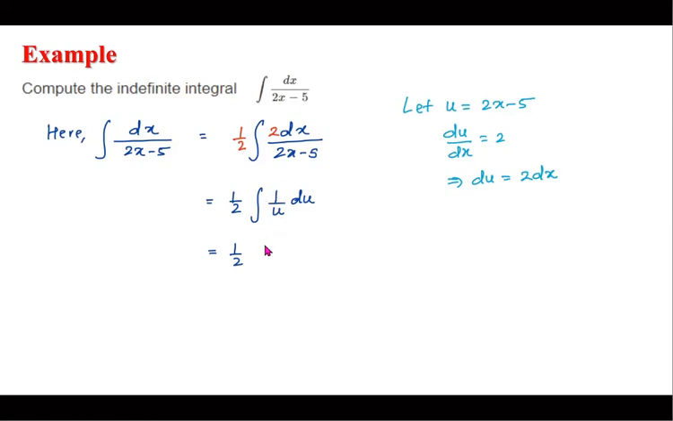Half as it is. We know that the derivative of natural log u is 1 over u. So the integration of 1 over u will be natural log u, and then plus c. I write the absolute value because I don't know the value of u. If u is negative, the log function will not be defined. That's why, just to be safe, I use the absolute value. So half times the natural log of the absolute value of u plus c. That's my answer, but not the final answer. I need to rewrite the value of u, which is 2x minus 5. So this is equal to half times the natural log of the absolute value of 2x minus 5 plus c. That is our final answer for this one.